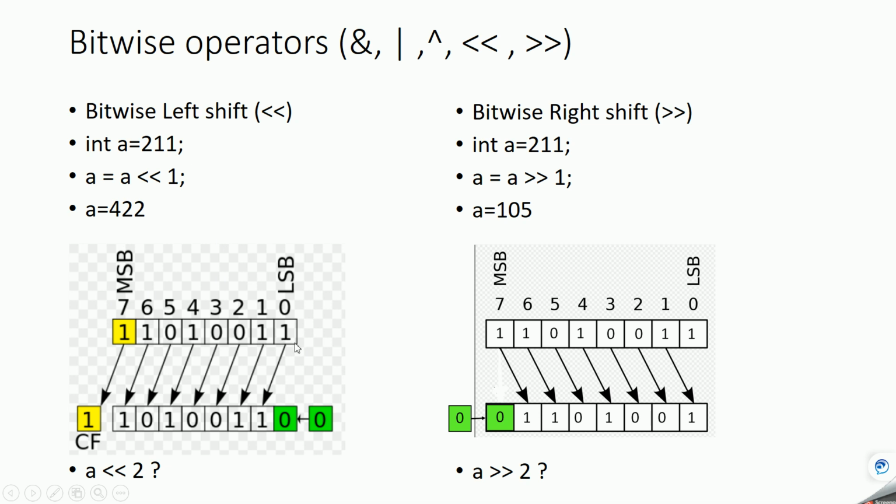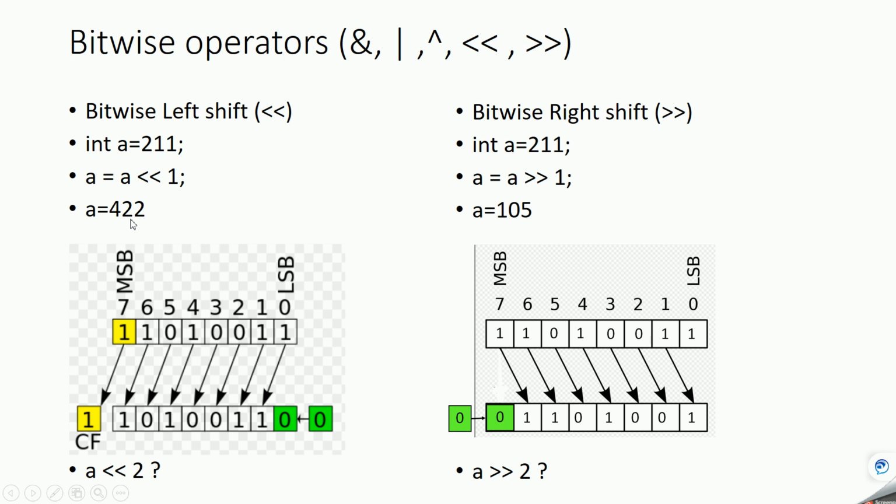What will happen? The first shift will come here, the second will come like this, the third will come like this, and it will go like this. The last bit will get carried forward, and at the end, a zero will get appended at the beginning on the left. So this is how it works when you do a left shift on a.